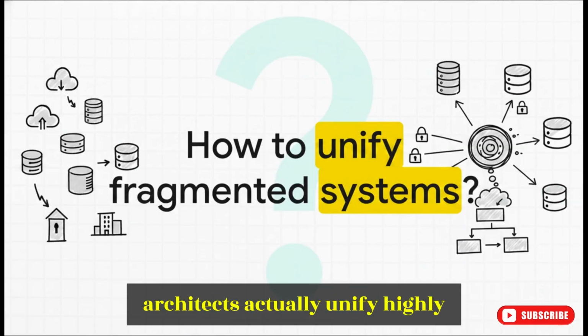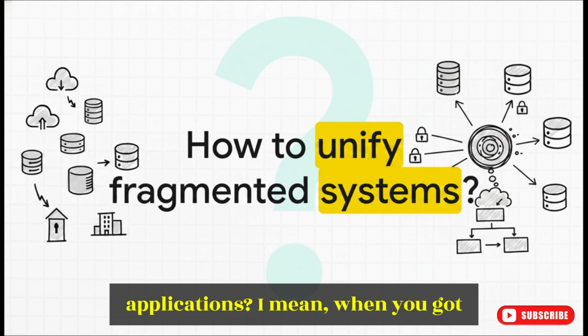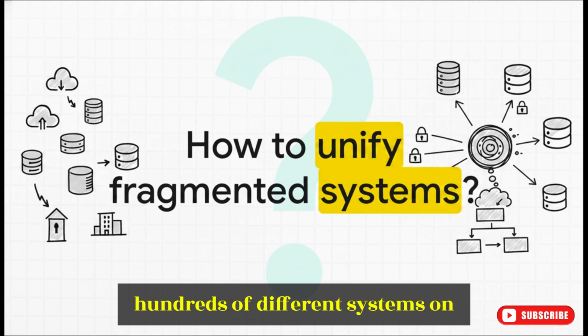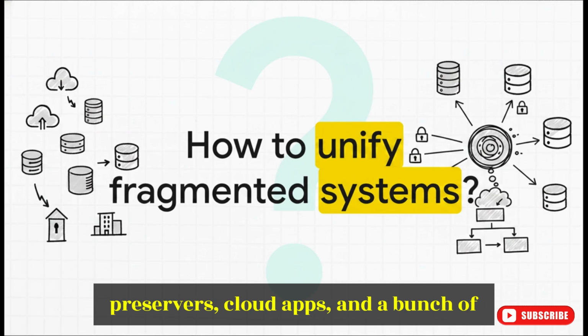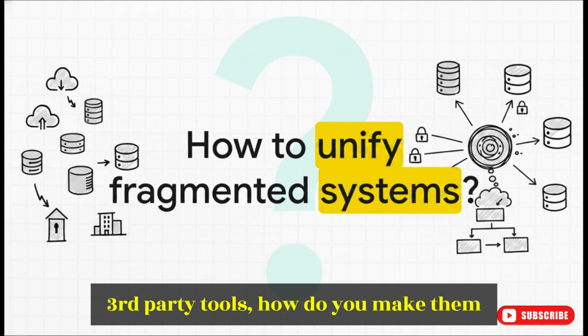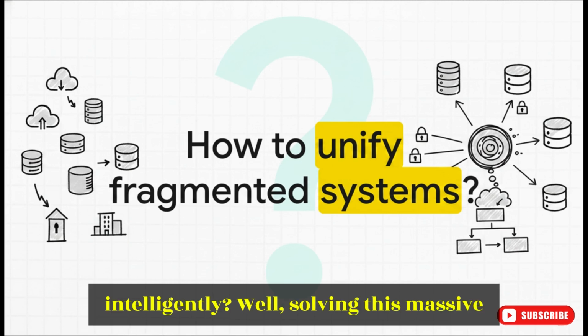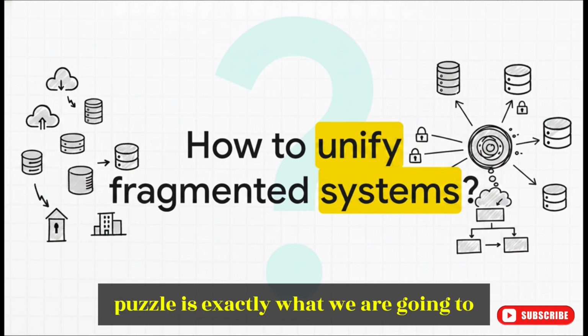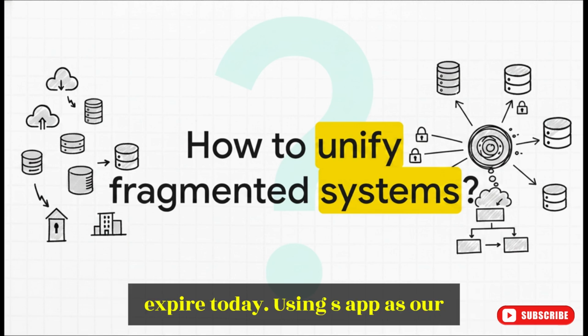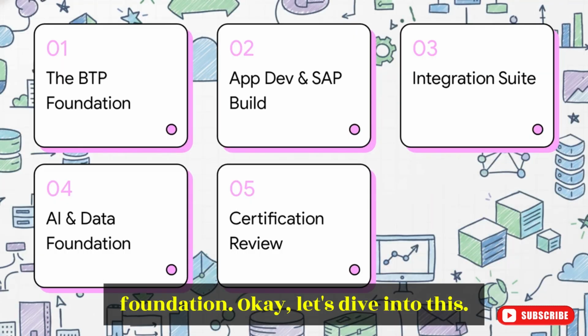How do modern architects actually unify highly fragmented enterprise data and applications? I mean, when you've got hundreds of different systems, on-prem servers, cloud apps, and a bunch of third-party tools, how do you make them all talk to each other securely and intelligently? Well, solving this massive puzzle is exactly what we're going to explore today, using SAP BTP as our foundation. Okay, let's dive into this.